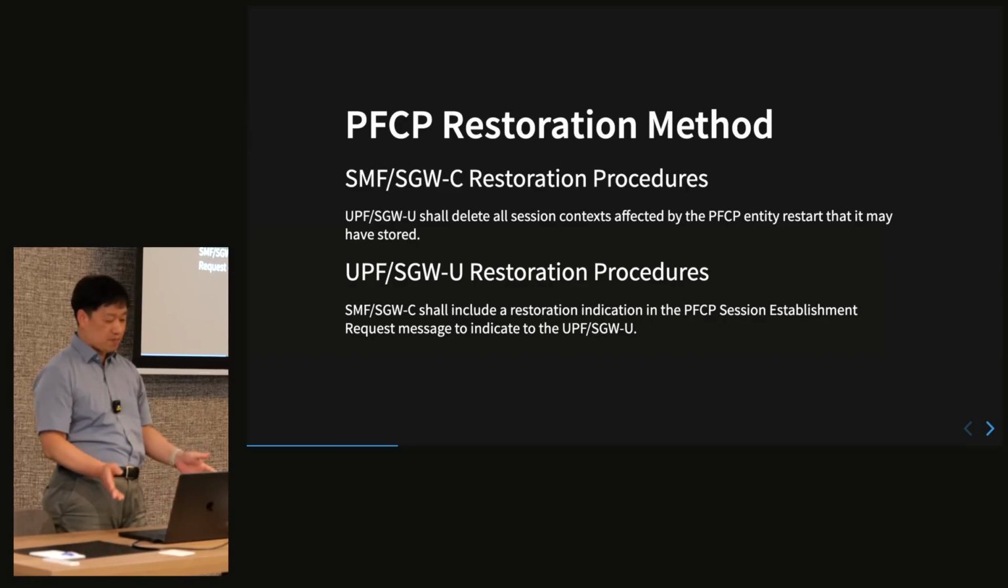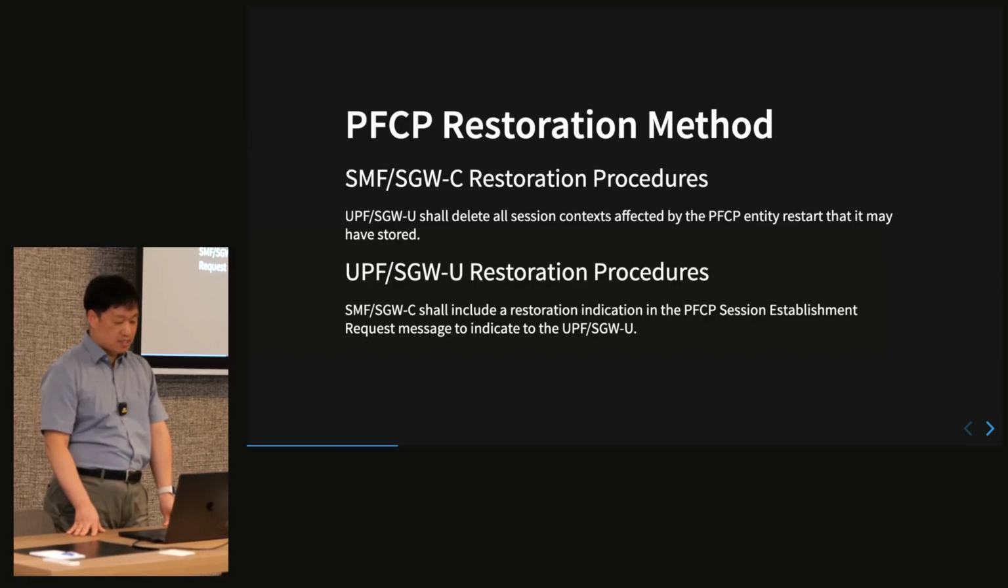Suppose an SMF or SGW-C in the control plane is abnormally terminated. If the UPF and SGW-U in the data plane detect this, they can simply delete the UE information in memory. All PFCP information in control and data can start in the initialized state, because the data plane deletes all memory.